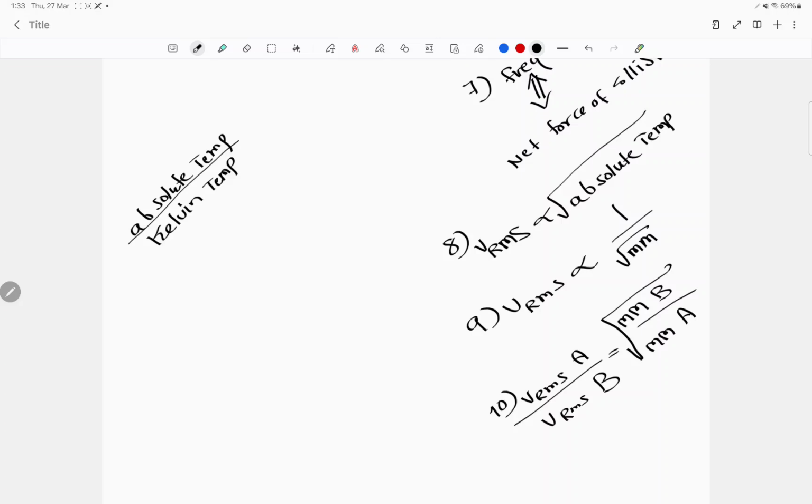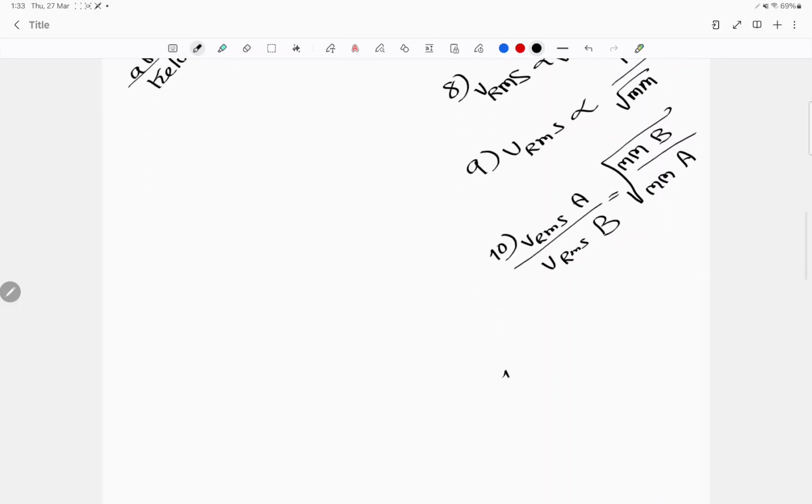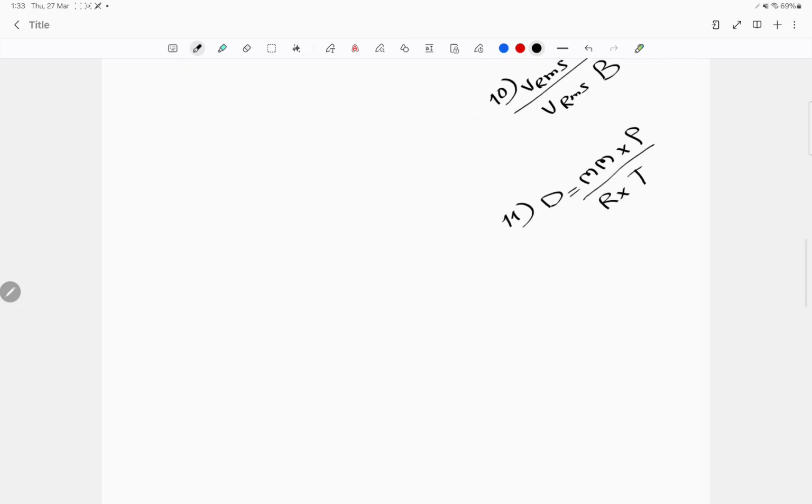We also have another thing, which is that density is equal to molar mass times pressure over R times T. You have the duty of memorizing this equation. All of these things are not mentioned in the book. Actually, I remember I've seen questions asking about these. Exactly. We still have more to go.